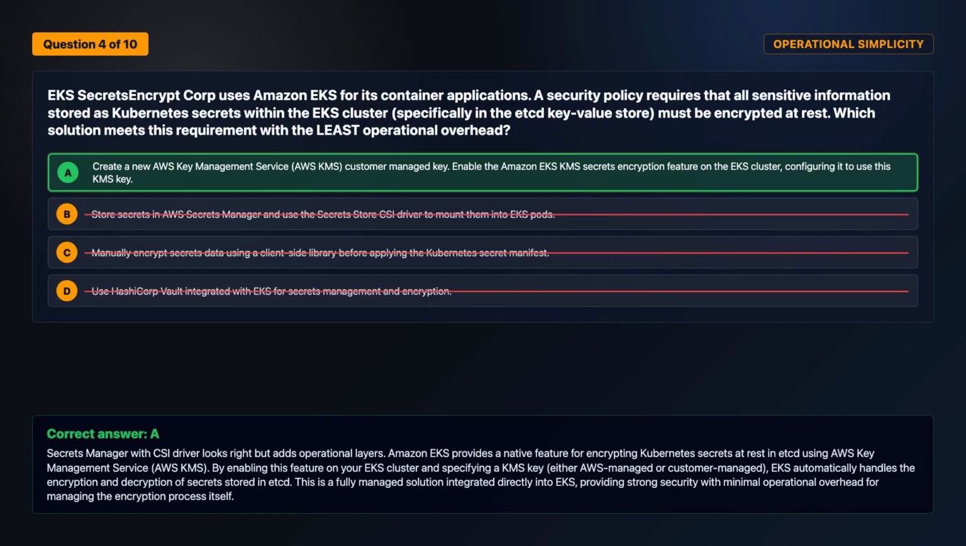The correct answer is option A. Secrets Manager with CSI Driver looks right, but adds operational layers. Amazon EKS provides a native feature for encrypting Kubernetes secrets at rest in etcd using AWS Key Management Service, AWS KMS. By enabling this feature on your EKS cluster and specifying a KMS key, either AWS managed or customer managed, EKS automatically handles the encryption and decryption of secrets stored in etcd. This is a fully managed solution integrated directly into EKS, providing strong security with minimal operational overhead for managing the encryption process itself.